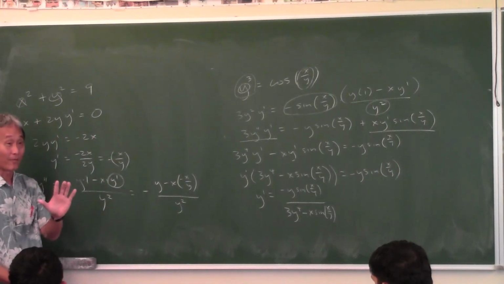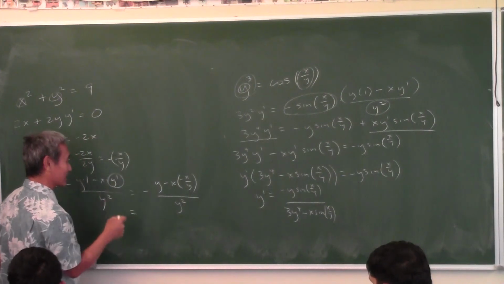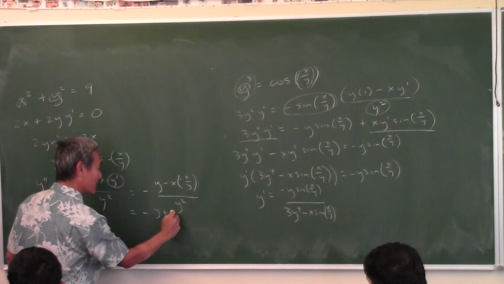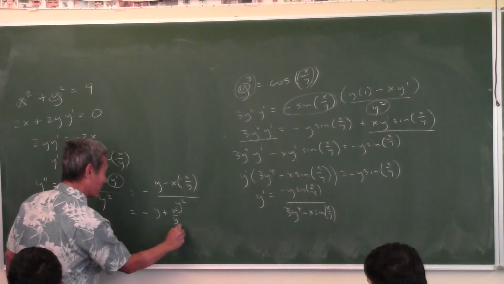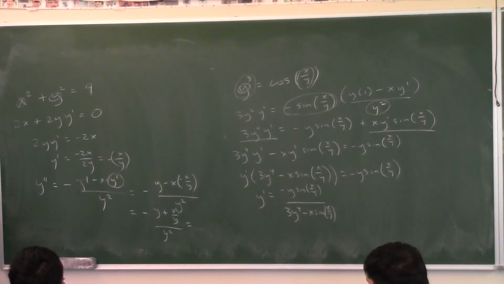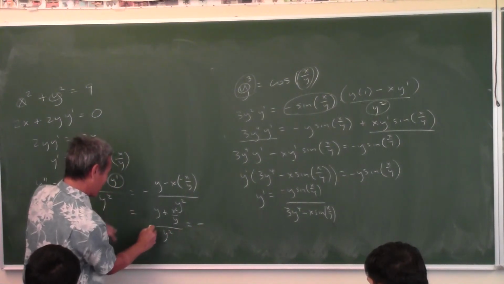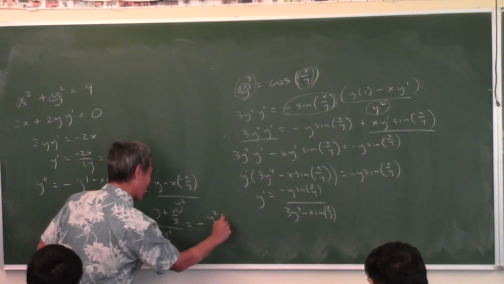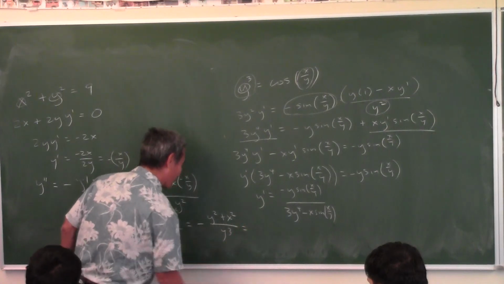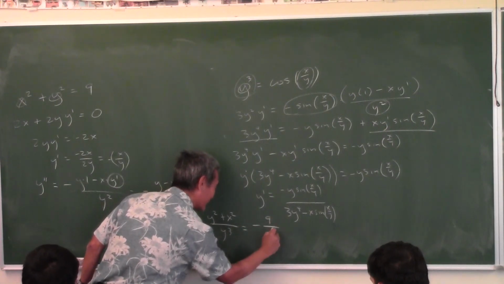Now watch, this simplifying is going to be so good. It's going to blow your mind. So negative y plus x squared over y squared. What's the fastest way to simplify that? Common denominator. Multiply top and bottom by y. So you're going to get negative y squared plus x squared all over y cubed. So your final answer is going to be negative 9 over y cubed.